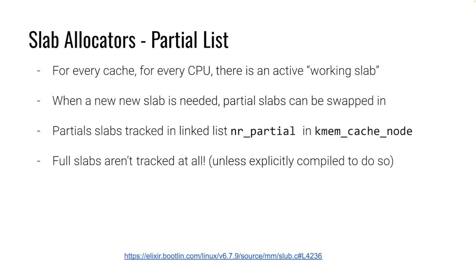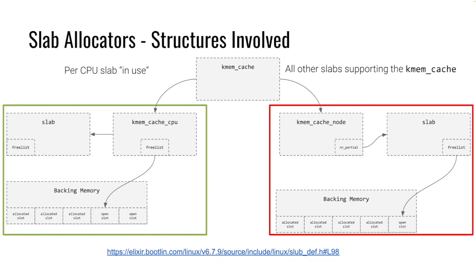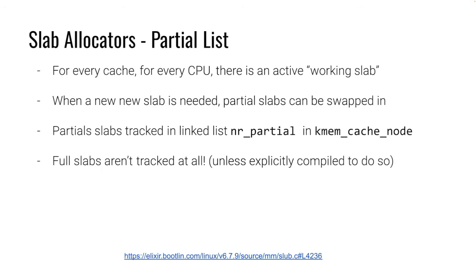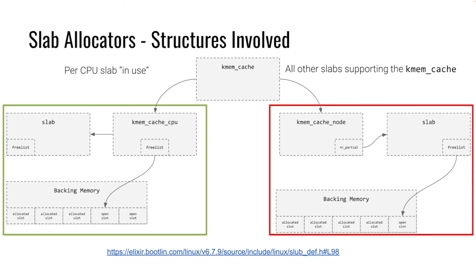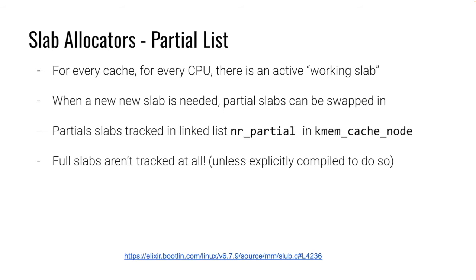So for every cache, for every CPU, there's an active working slab, right? There's this working set that the CPU is interacting with. That's what we see here in green. But when a new slab is needed, partial slabs can be swapped in, right? If we have this working set over here on the left-hand side, what happens when all of the slots are full and we need to allocate another object? Well, the kmem cache can go over to the right-hand side and find a slab that has open slots. It may have some slots allocated, but it should have some free slots, and it can claim ownership of that slab, that region of memory, as its new working set that it is going to use. Now, partial slabs are tracked in a linked list.